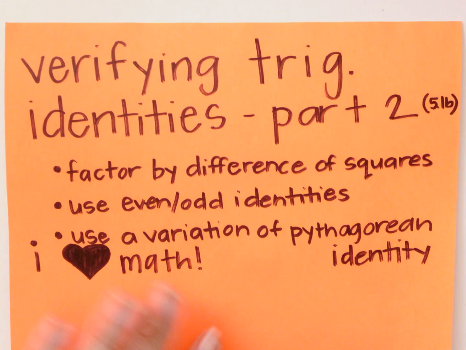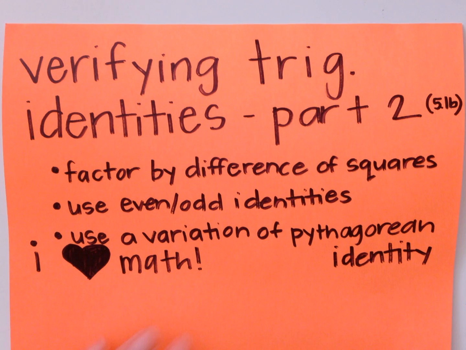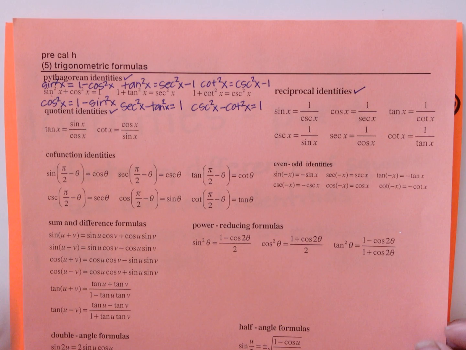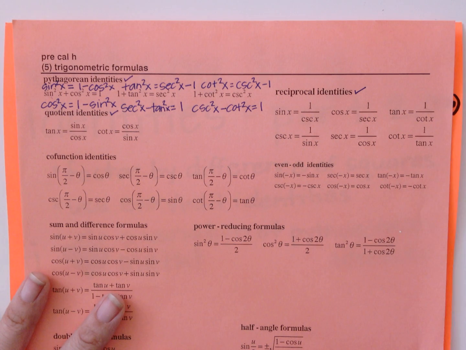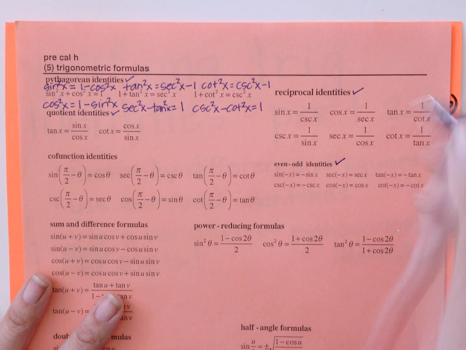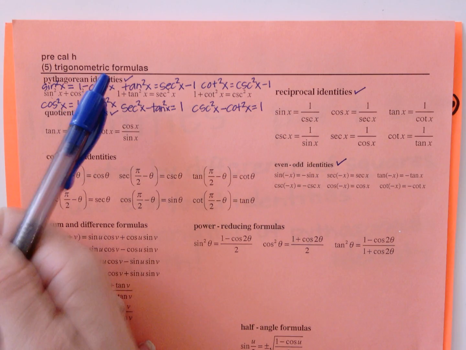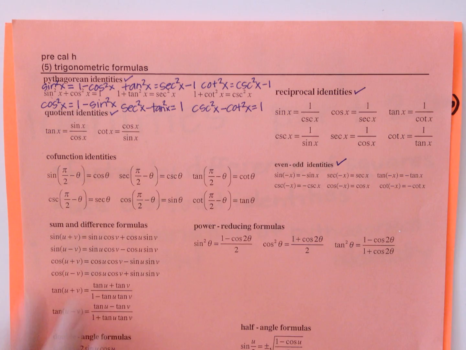The other skill we're going to be practicing is using those even and odd identities. So everyone should go ahead and get out their identity sheets. They are nicely colored with this salmon color if you're in my class. If not, you probably have something similar. So these are the ones we're going to be using today. In yesterday's lesson, we used Pythagorean identities, quotient identities, and reciprocal identities. And in today's lesson, we're using those even and odd identities.